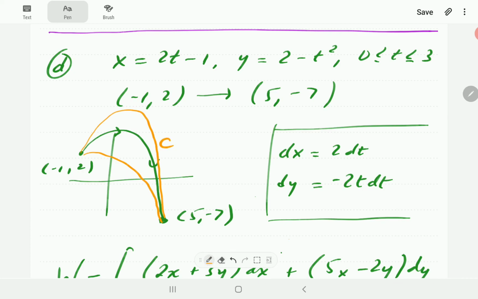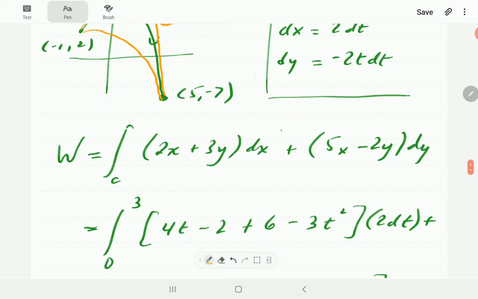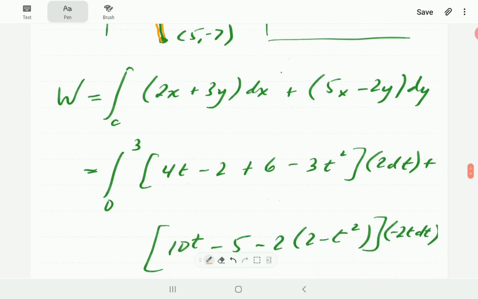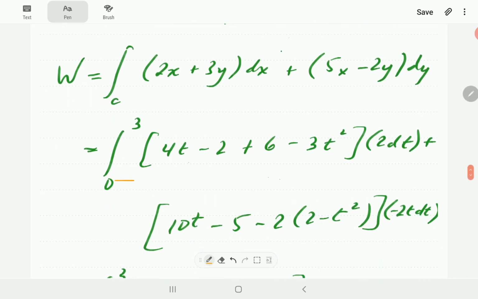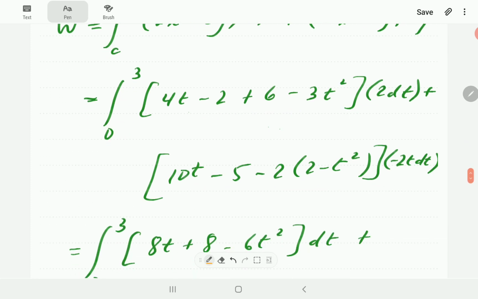The differentials, so dx from here is going to be 2 dt, dy from there is going to be negative 2t dt, and our work done is going to be given by this, which is G dot dr. Then writing everything in terms of t, our limits are now going to vary from 0 to 3. That's the first term and the second term.